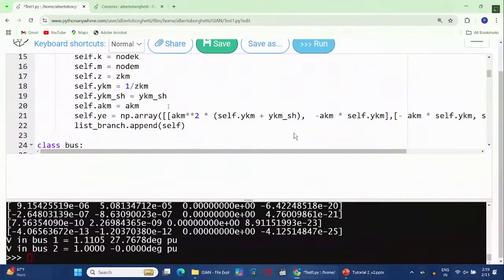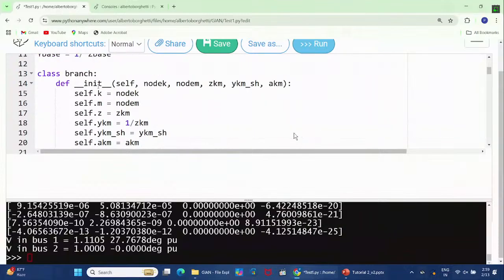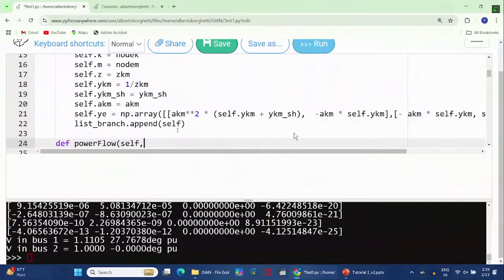Inside the object branch, we put another method, def, and this method is the calculation of the power flow when you know the voltages. So def, we can write power_flow, I put here, but you can use any name. For sure this needs to know the object, so self is storing the object, and then needs to know the voltage in k and the voltage in m. So the two voltages.